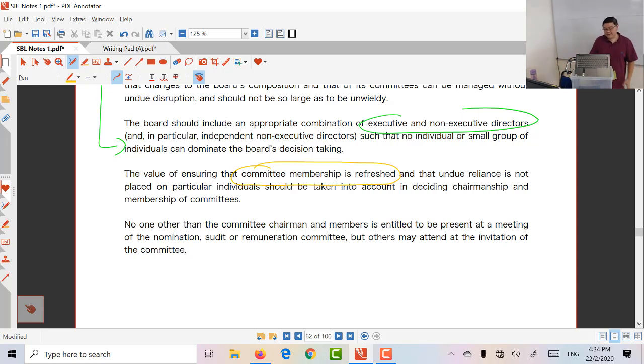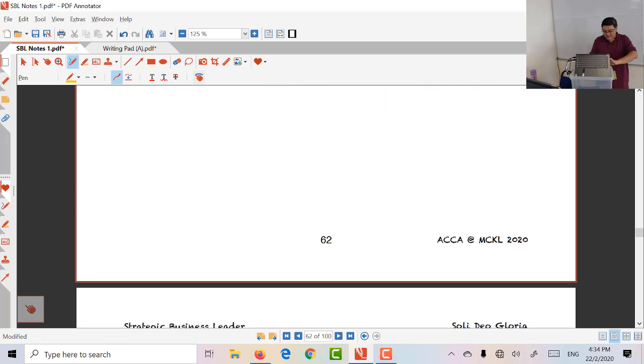They just say that no other person than the committee chairman and the members should be present at their meeting. So technically, when the audit committee is calling for a meeting, only the audit committee members can be there. The rest of the people are not supposed to be there. Not the CEO, not the chairman of the board, not the rest of the people. But if you want, you can invite them to be there. But you have the exclusive right to meet on your own without their presence. Okay? That's what we see regarding the principle.